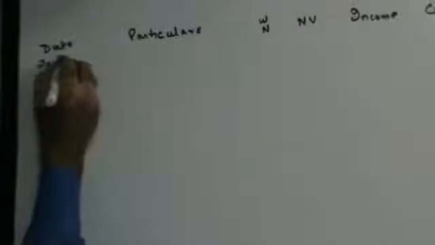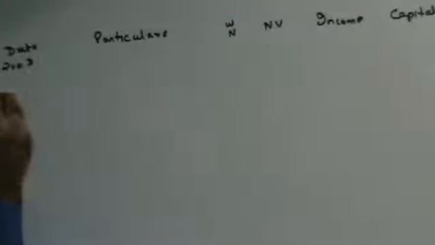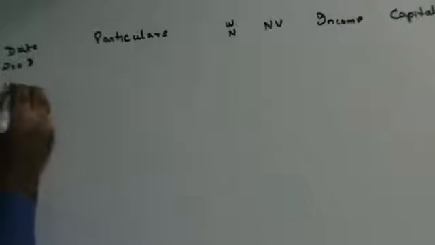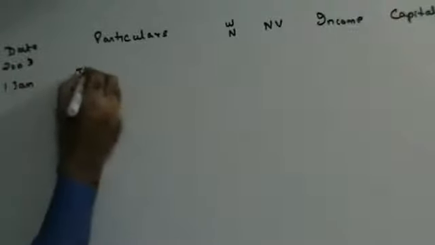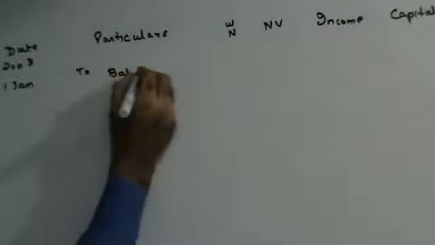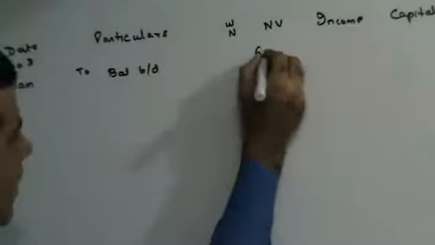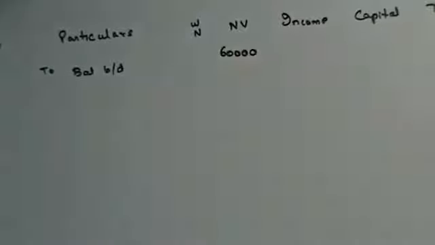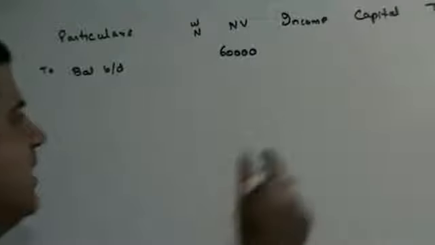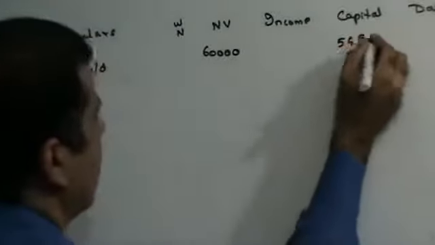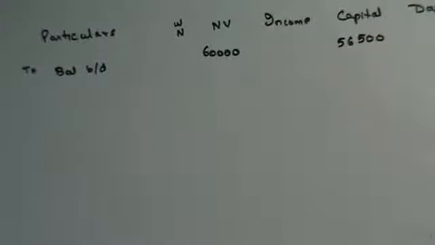Mr. Ram Nene on 1st Jan 2003 held 60,000 12% government securities. On 1st Jan, to balance brought down. This is my opening balance. He held government securities of the face value of 60,000. The face value of them was 60,000, and he had purchased them for 56,500.